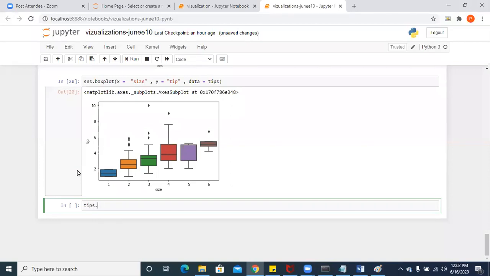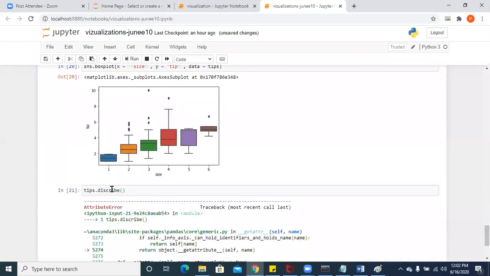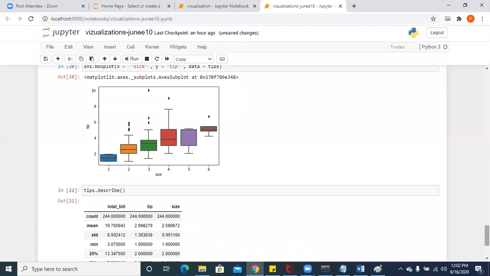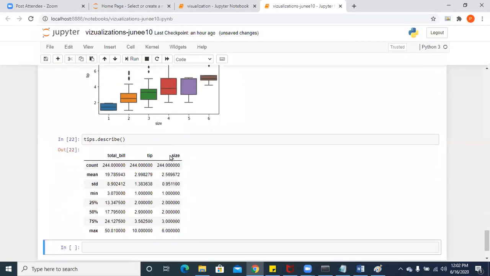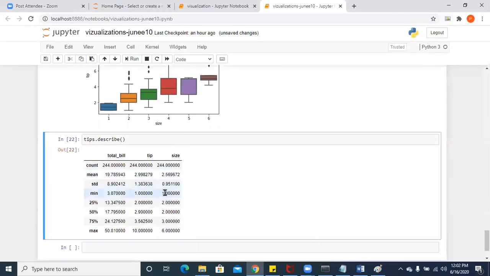tips.describe, you can see for size, the minimum is 1, the maximum is 6, 25% is at 2, 50% is at 2, 75% is at 3. All right. So it is considering all the values.